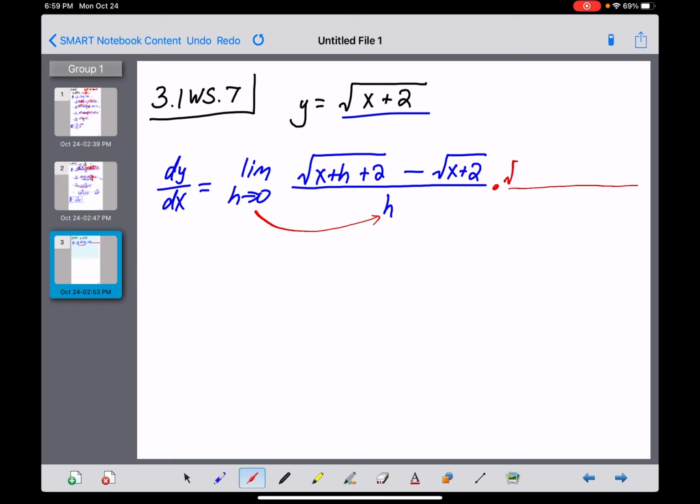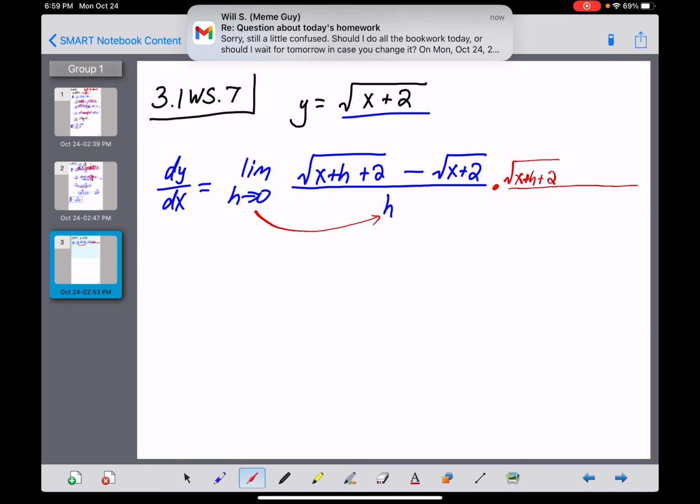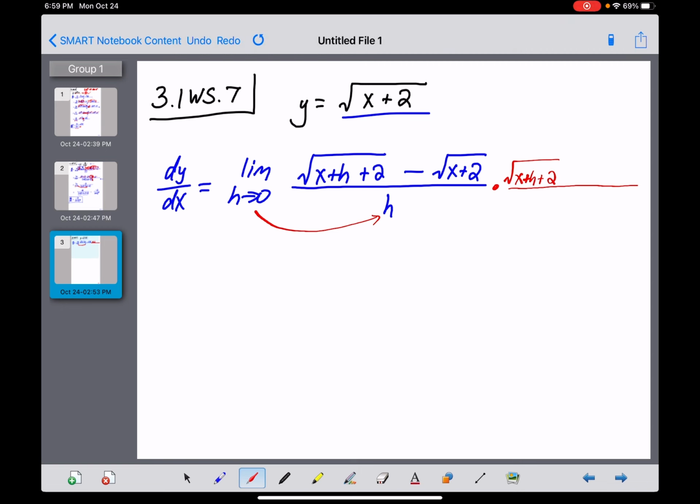To get rid of this big binomial expression in the numerator, we are going to multiply both the top and the bottom of this fraction by the conjugate of that numerator. So that's going to have the same first term, square root of x plus h plus 2, but then instead of a minus square root of x plus 2, we're going to have a plus here, the square root of x plus 2. Got it. And then down on the bottom, we of course have to multiply by the exact same thing, square root of x plus h plus 2, and then again plus the square root of x plus 2. So we're multiplying by the conjugate on both the top and the bottom right here, the conjugate of the numerator.